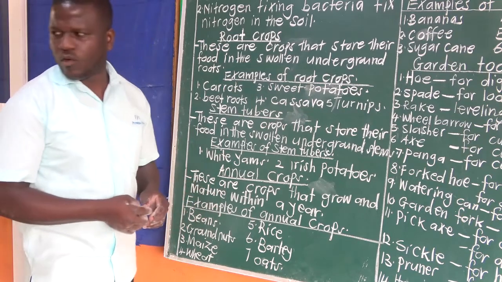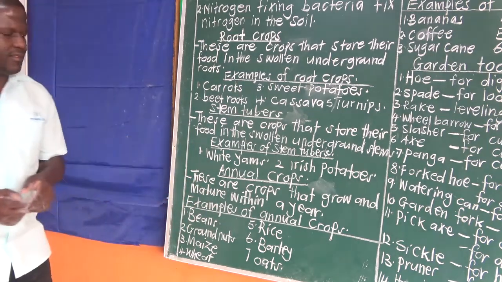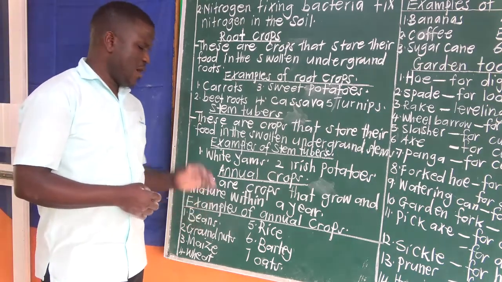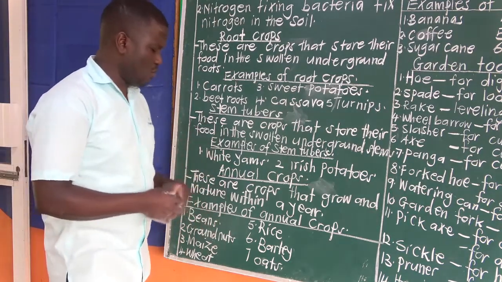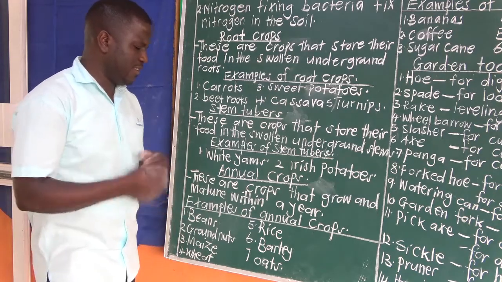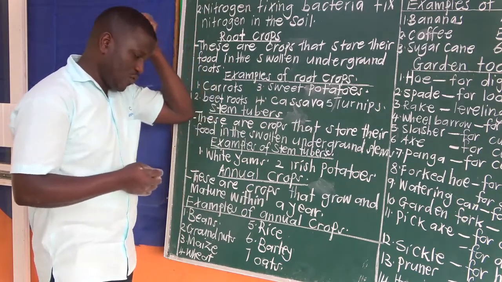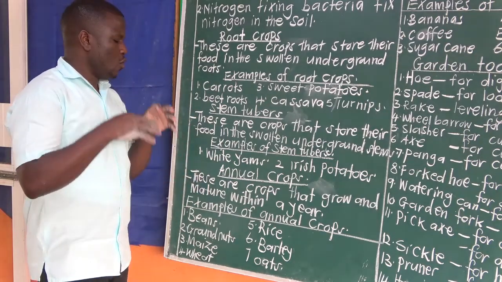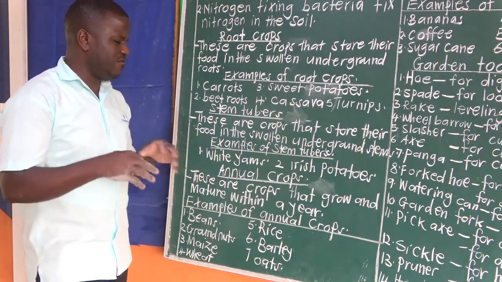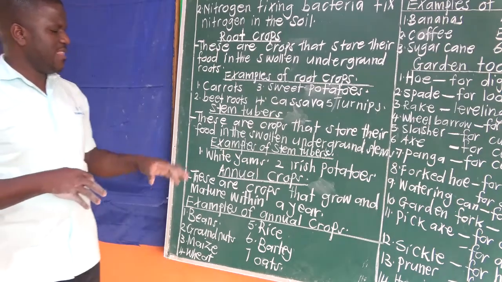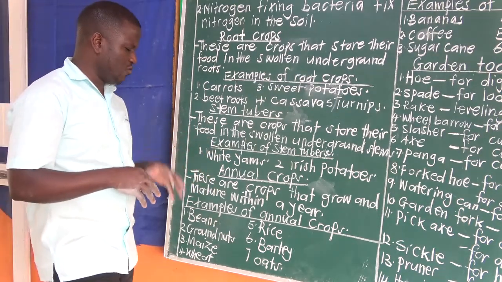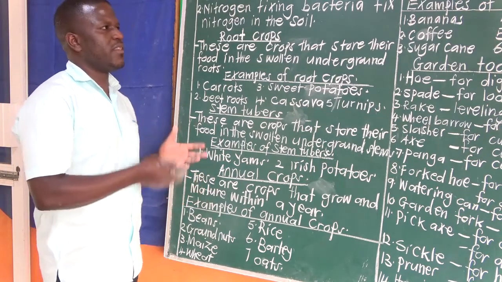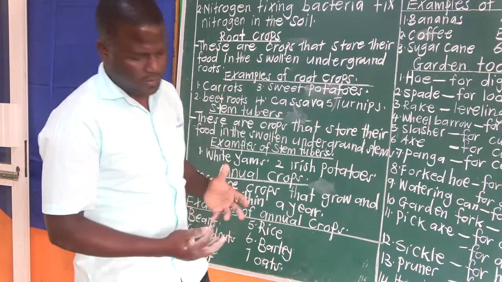Why are beans called annual crops? Beans grow and mature within a year. Why is rice called an annual crop? Rice grows and matures within a year. So I'm trying to emphasize the definition of annual crops. These are crops that grow and mature within a year. We have looked at examples of annual crops and why they are called annual crops.